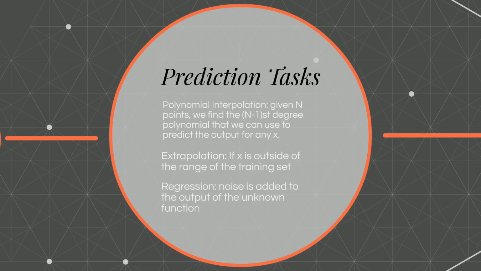Finally, we have regression, and this is when there is noise added to the output of the unknown function. The explanation for the noise is that there are extra hidden variables that we cannot observe. So we have a subset of the actual data. Our training data does not encompass every data point. We only have a small subset of that. So we're going to add some noise, and we're going to spend a good portion of this video talking about that noise and how it's added in these regression tasks.